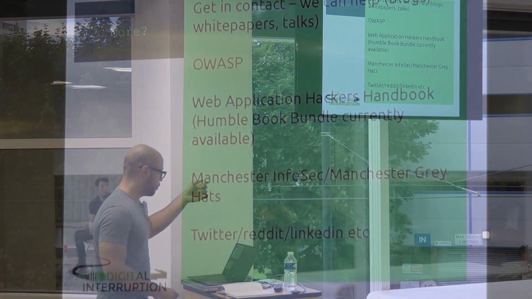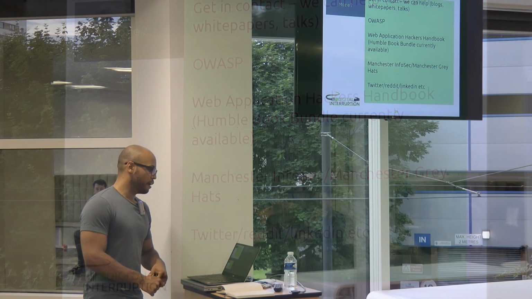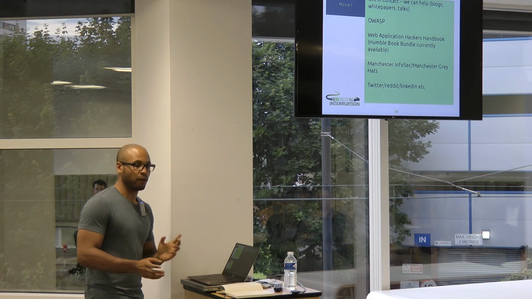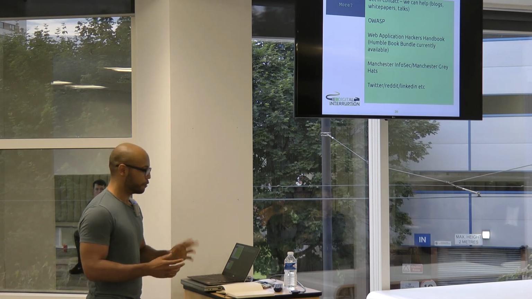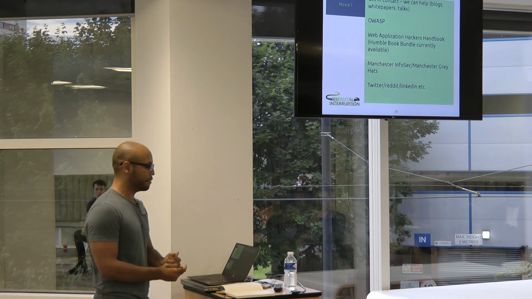If you want to learn more, either get in contact with me. On our website, we have blogs and white papers and talks and things. OWASP is an organization that has lots of information on security vulnerabilities for web applications. The web application handbook is really good, and there's a Humble book bundle at the moment. You can find it online. For like $1, you get a load of digital books. For $15, you get tons, more than you'll ever read, really.